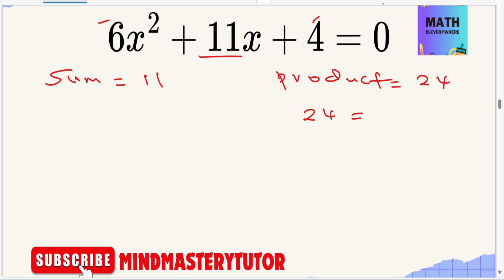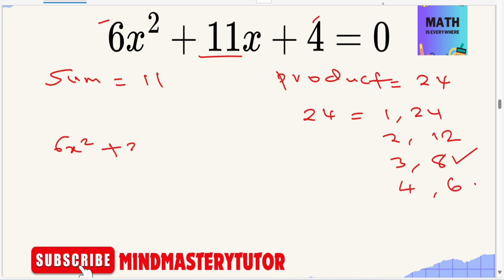Combination zako ni nyingi. So you have 1 and 24, you have 2 and 12, you have 3 and 8, you have 4 and 6. Hizo ndo combination. Kuna combination zingine. So the combination ambazo yani itanipa answer ya summation of 11 ni 3 na 8. So it means that 11x tutagawanya into 3x and 8x plus 4 equal to 0.